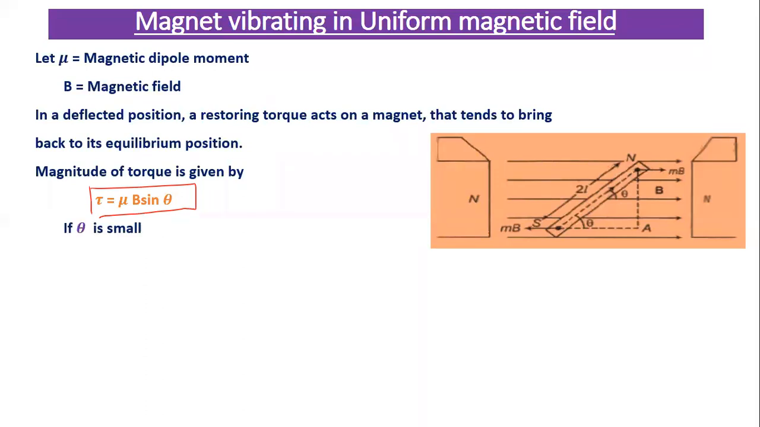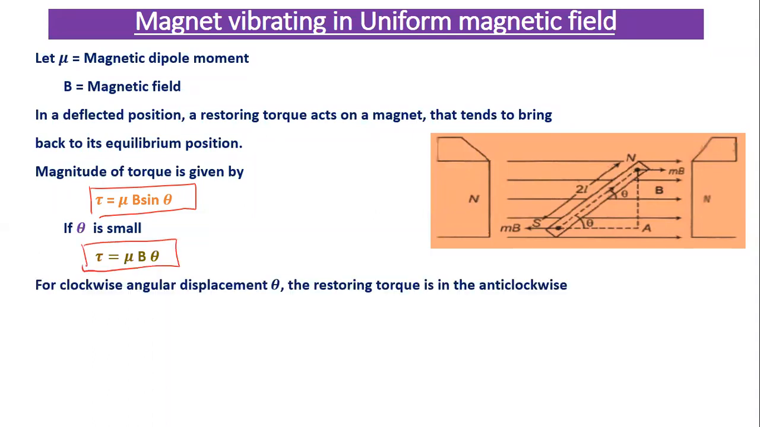Theta is very small, so sine theta we can write as theta. So instead of sine theta we use theta. So we get torque equal to mu B into theta. For a clockwise angular displacement theta, the restoring torque is anti-clockwise. So the restoring torque is always opposite to the angular displacement, because we write torque proportional to minus theta. So they are oppositely directed.